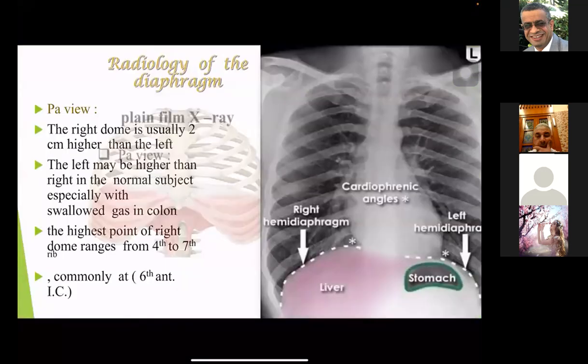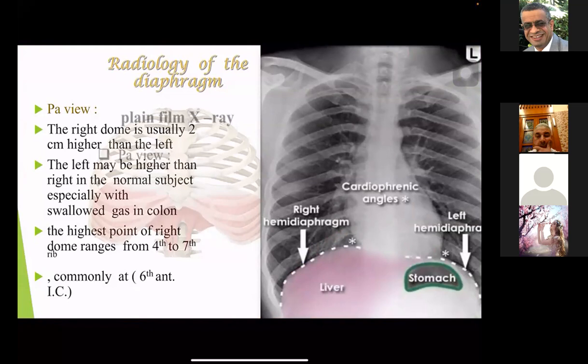Moving to the radiology of the diaphragm, starting with the PA chest X-ray. As we see here, this is the right hemidiaphragm, and the left hemidiaphragm. The right dome is usually 2 cm higher than the left, and the left may be higher than the right in some normal people, especially when there is swallowed gas in the colon.